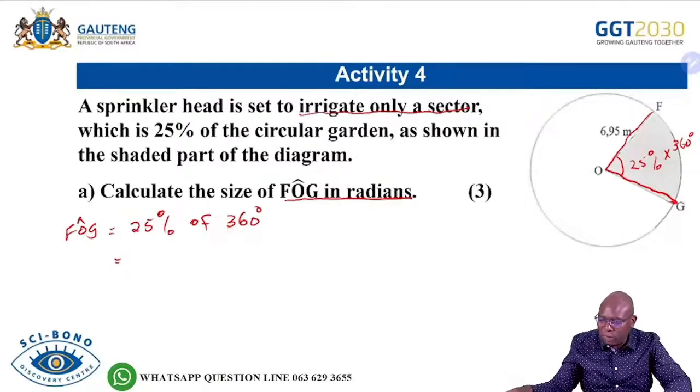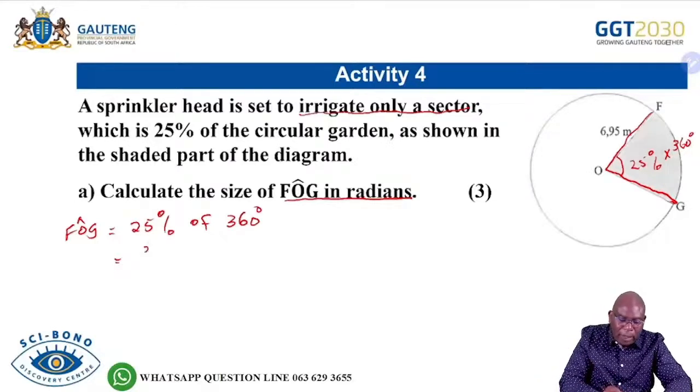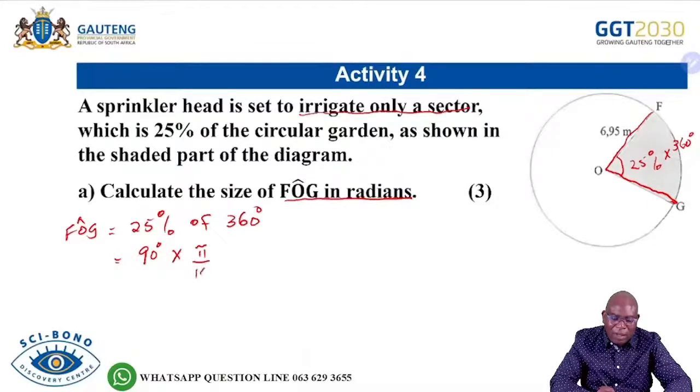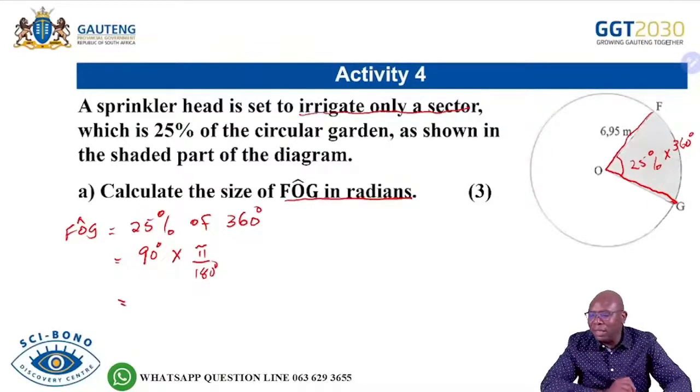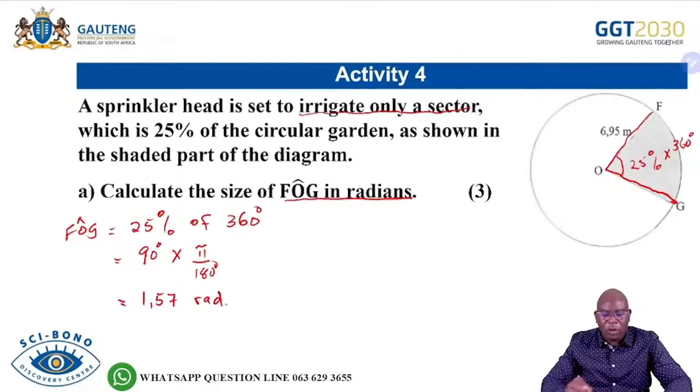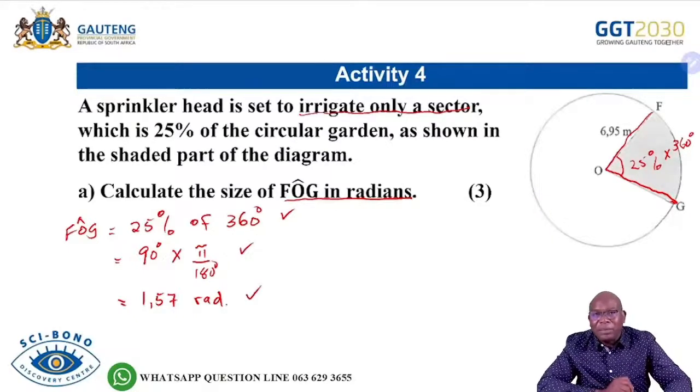So I'm going to say 25% of 360 degrees, 0.25 multiplied by 360, and that's 90. So my angle is 90 degrees. But now I want it in radians. What do I do? I'm going to multiply this by pi over 180 degrees. Then I'm going to get 1.57 radians. So the 3 marks there are for writing that, changing this, and the final answer.